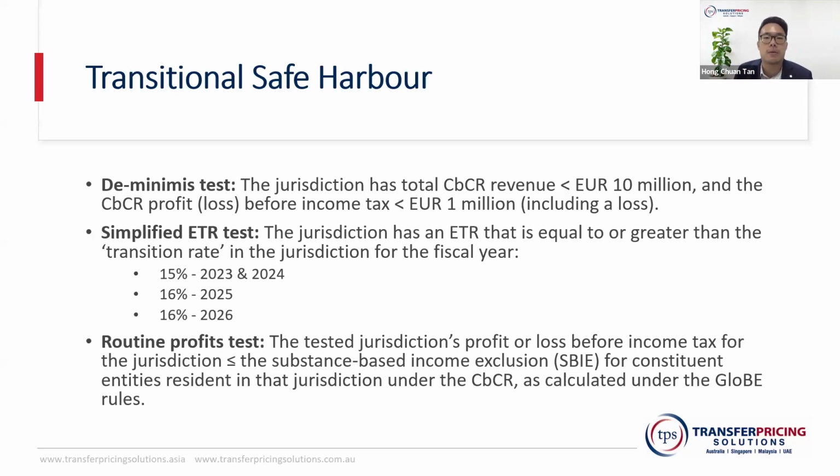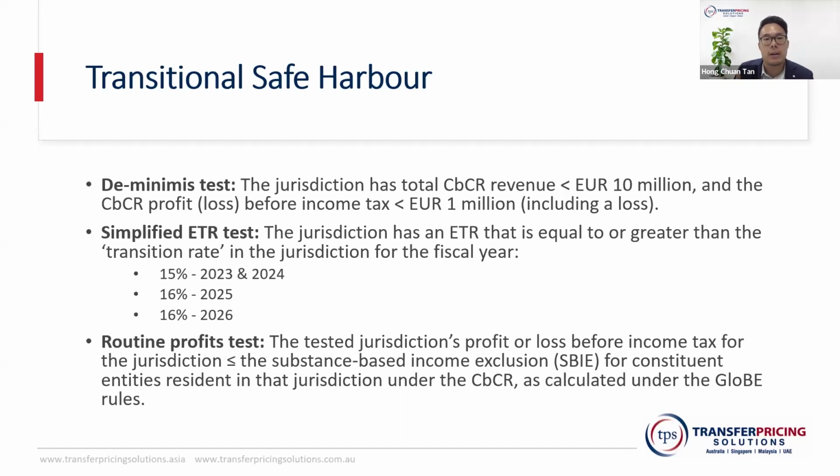And I guess the objective of the safe harbor is that it would reduce an MNE's top-up tax for a particular jurisdiction to zero when one of these three criteria is met. Now, the main objective of the transitional CbCR safe harbor is to avoid undertaking a detailed GloBE calculation. As Adriana mentioned earlier, there are other complex calculations behind the GloBE calculation.